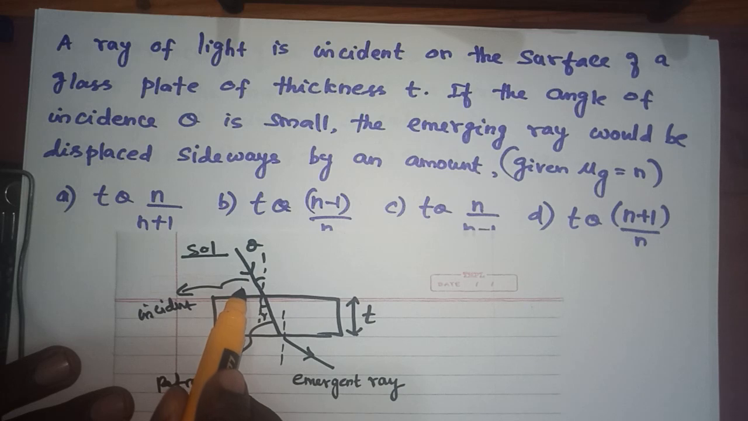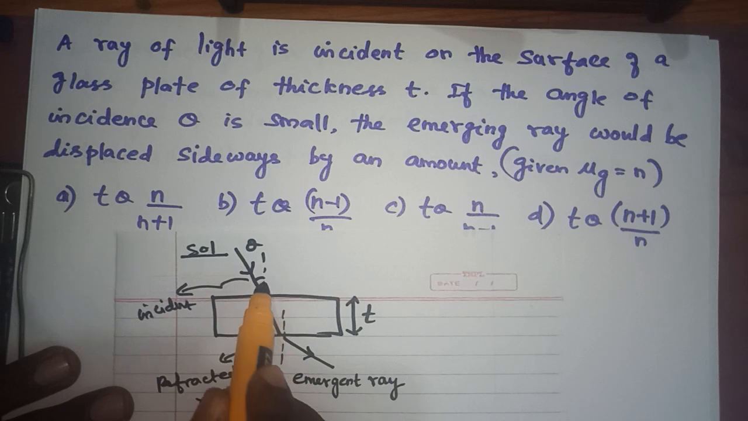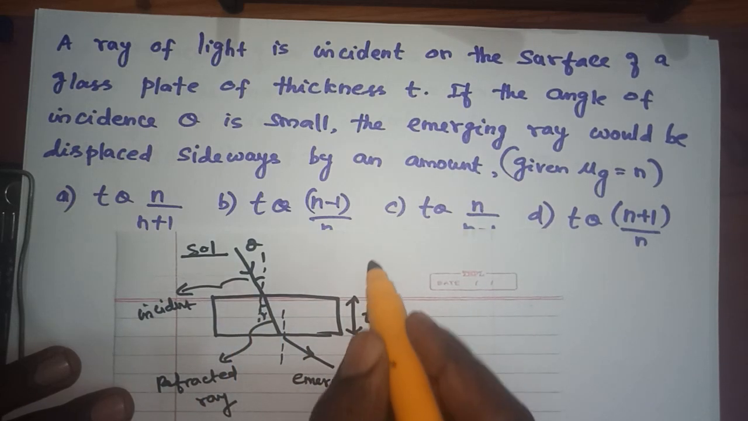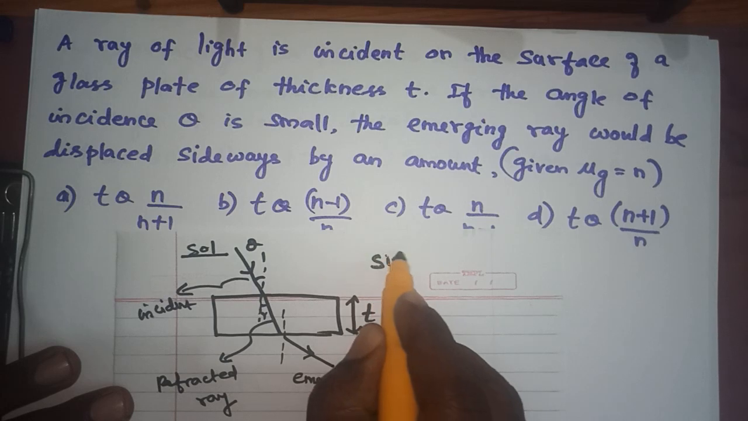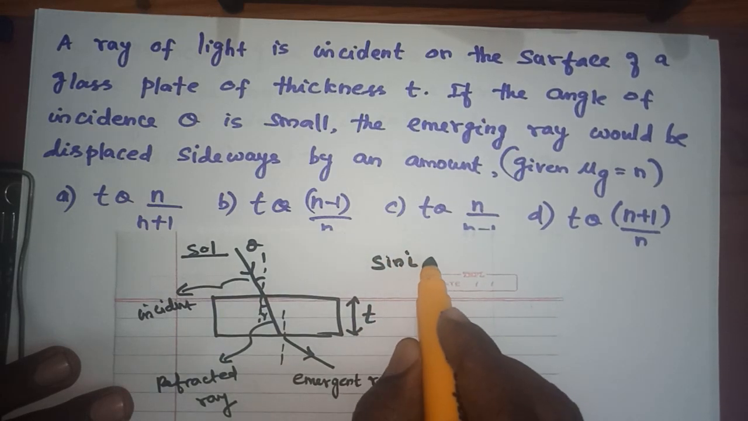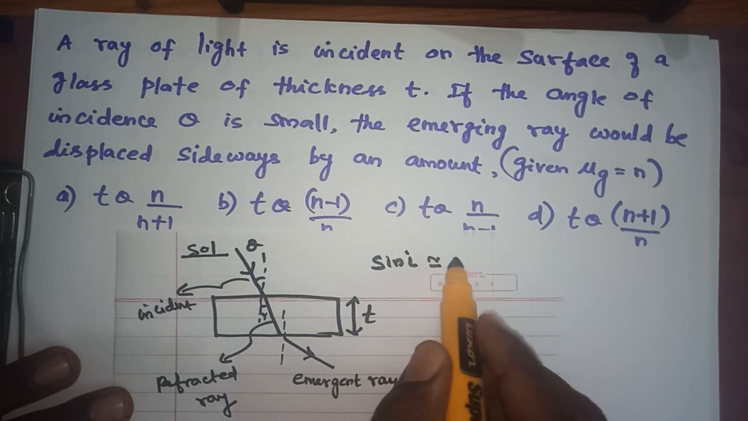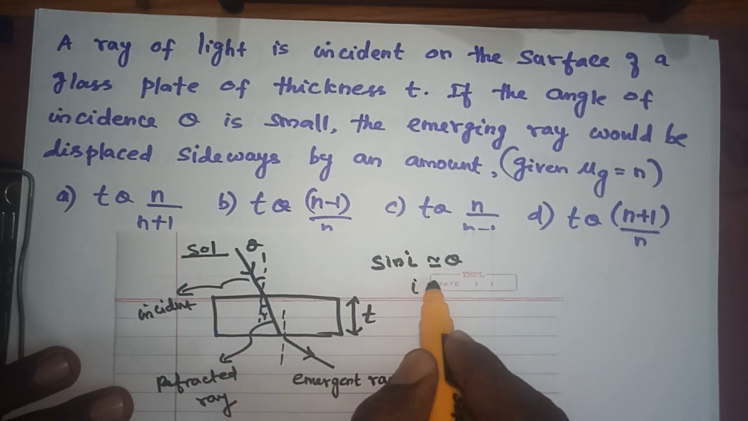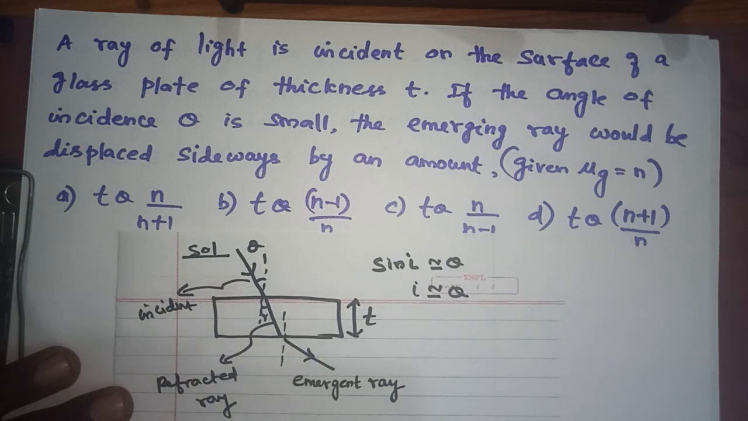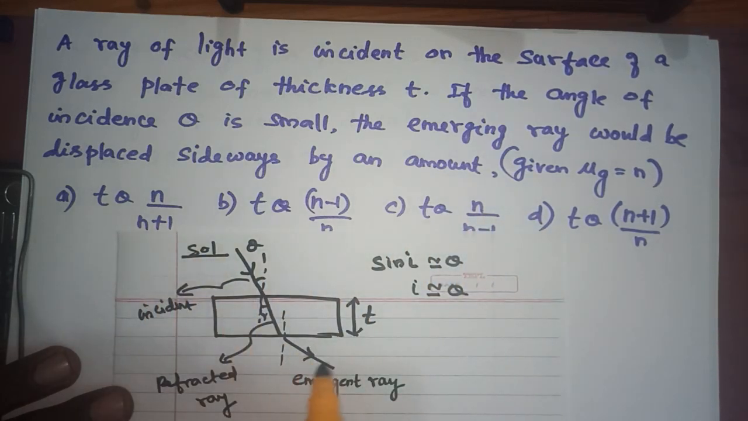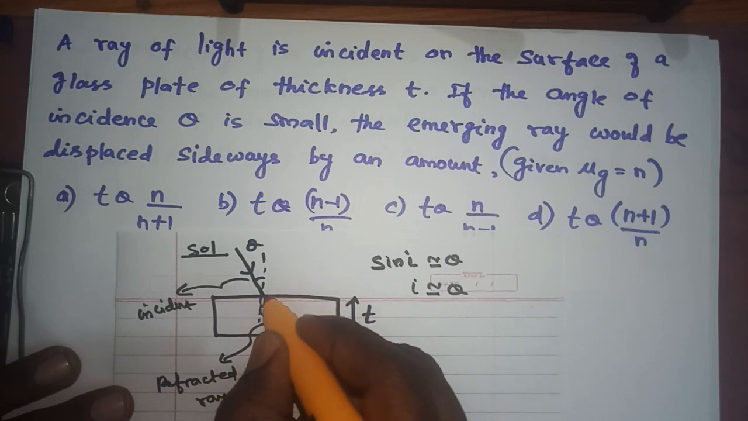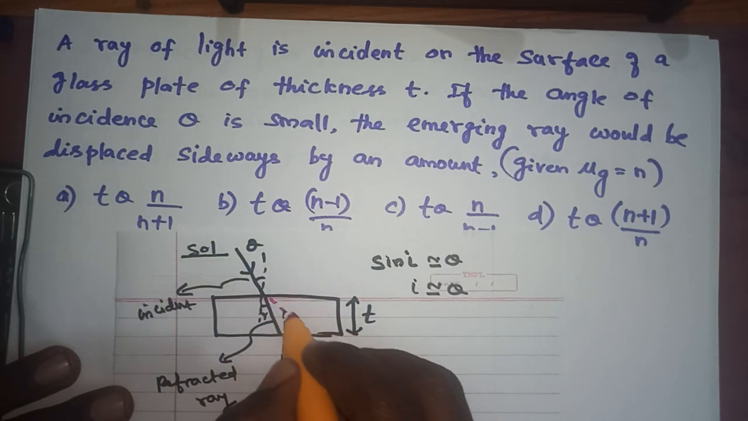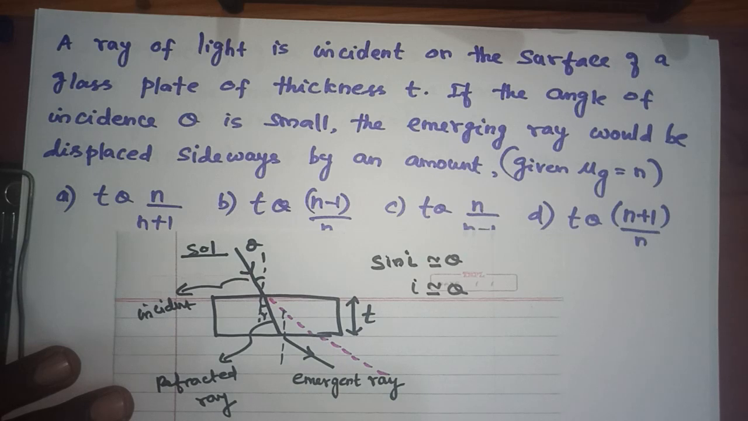What is the question then? A ray of light is incident on the surface of a glass plate of thickness t, and the angle of incidence theta is small. So sine i, the angle of incidence i, is approximately equal to theta, which means very small. The emerging ray would be displaced sidewards by an amount. How much has the emerging ray been displaced? You should understand that this emergent ray is parallel to the incident ray.